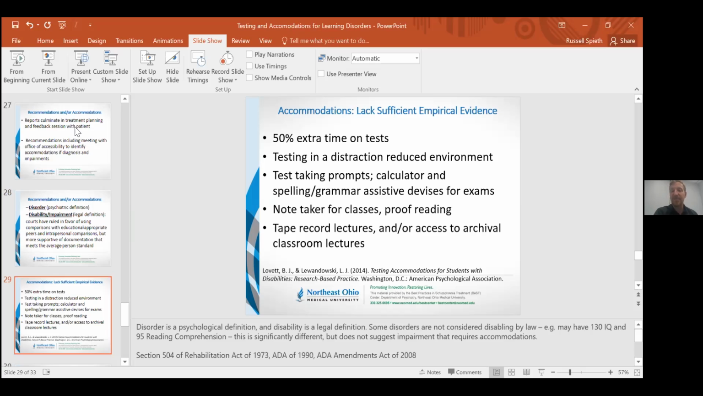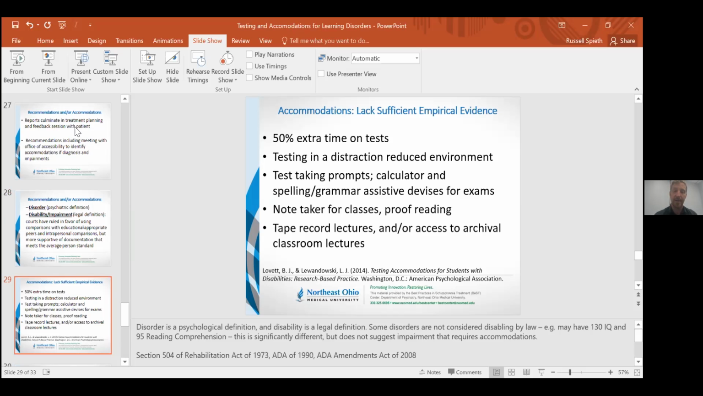So typical things are 50% extra time on tests, testing in a distraction-reduced environment, test-taking prompts, being able to use a calculator or spelling and grammar assistive devices for exams, a note taker for classes, having the ability to get proofreading from your teacher before you've actually submitted your final paper, so they do a run-through with you, tape recording lectures, access to archival classroom lectures. So those are some of the typical accommodations that are generally thought of as necessary for folks who meet criteria for a learning disorder.